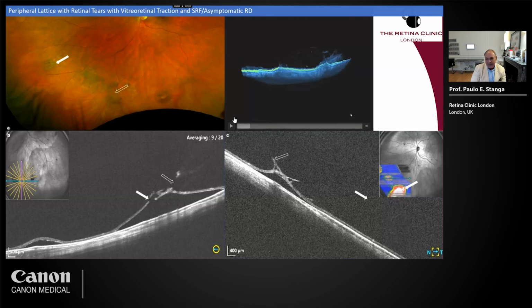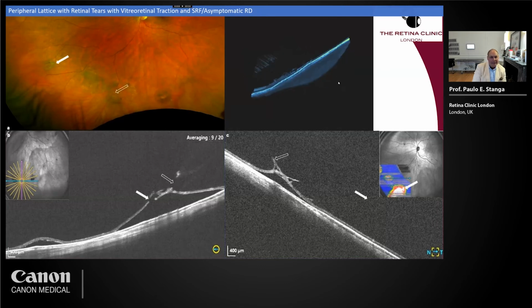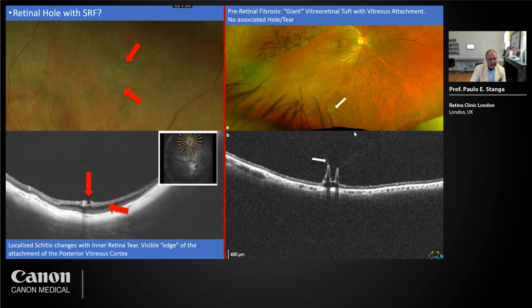So, and here you can see the 3D rendering of this patient, the vitreous attachment, the elevated and detached retina. She declined having laser retinopexy at the time to try to prevent the extension of the fluid. And here you can see the topography map. We'll come back to this case.